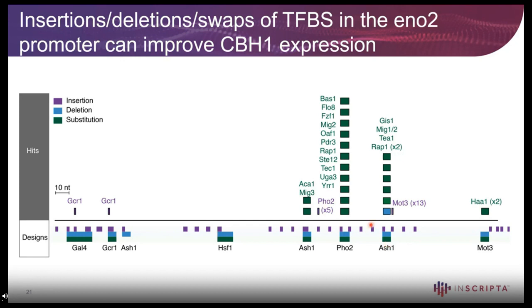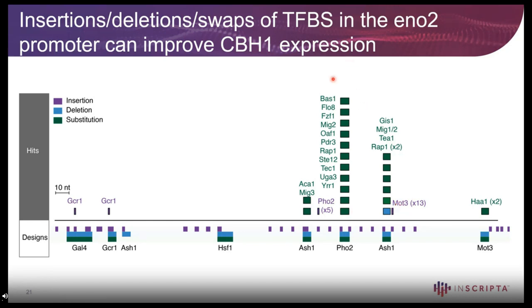If you delete the ASH1 binding site, you improve CBH1 expression. If you substitute in several different binding sites, you improve CBH1 expression. Or if you insert a MOT3 binding site right next to the ASH1 binding site, you also see improvement of CBH1 expression. And what this suggested to us is that this binding site might actually function as a repressive site for CBH1 transcription, in that if you delete the binding site, swap in another binding site, or put a different binding site in very close proximity, you're able to improve the expression of CBH1.